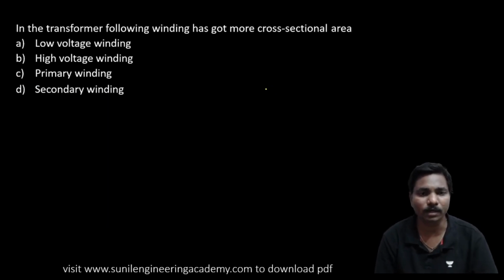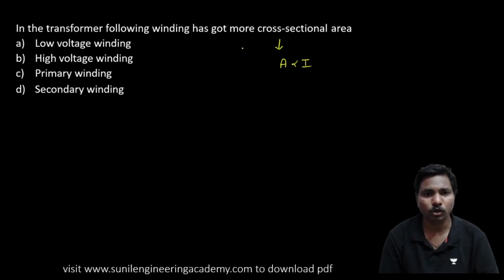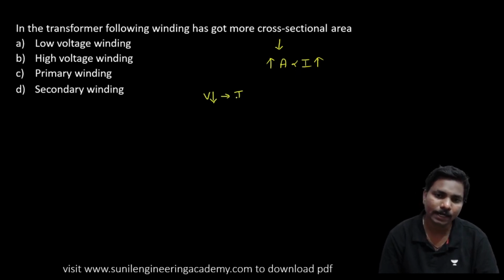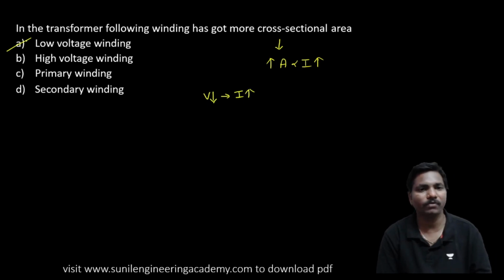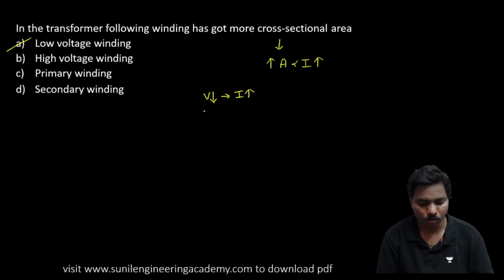In the transformer, which winding has more cross-sectional area? We construct the area depending upon the current. Whenever there is more current, more area. So the winding having high current requires a high cross section area. Which winding is that? Low voltage, because whenever the voltage is low, current is high. So the low voltage winding has more cross section area.